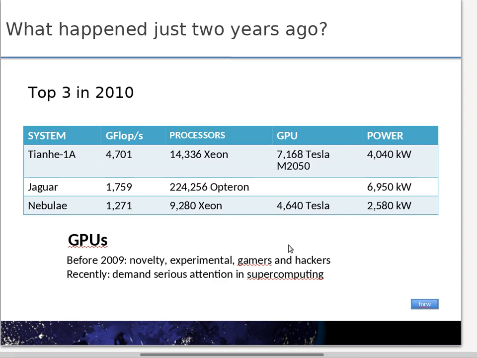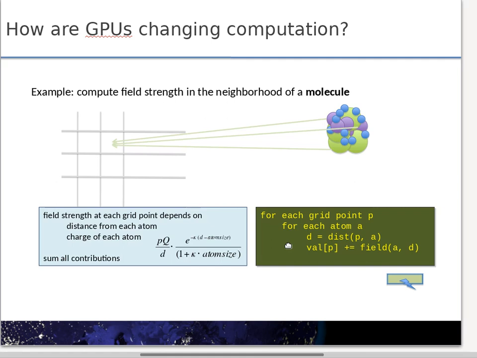Before 2009, I don't know how many of y'all remember that, most GPUs weren't quite a novelty, but mainly used by gamers and hackers. There was a time where hackers were using these in order to crunch numbers and also for Bitcoin mining. But it turns out that nowadays for supercomputing it's very useful, and they're going to go through an example here.